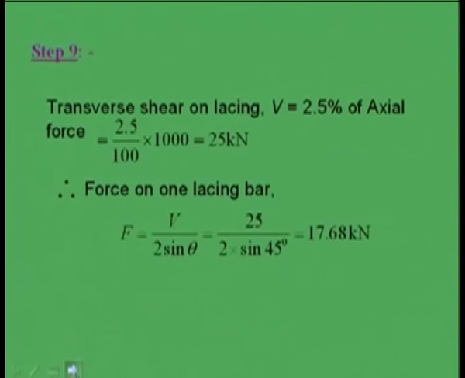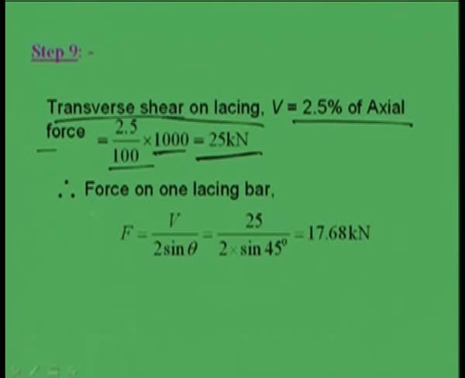Next what we will do? Next we will find out the shear force coming into the lacing as 2.5% of the axial force, that is 25 kilonewton, because as per the codal provision we know that transverse shear on lacing will be 2.5% of the compressive force. So, 2.5% of the compressive force is becoming 25 kilonewton.